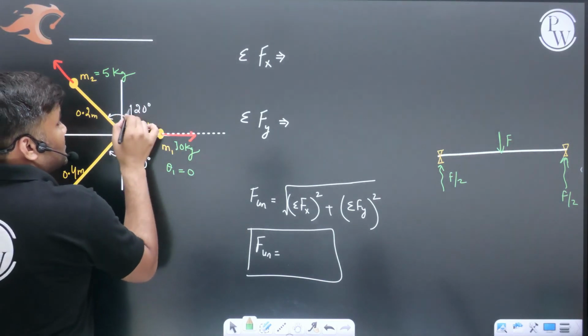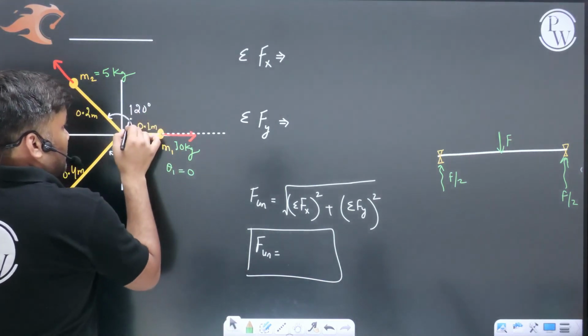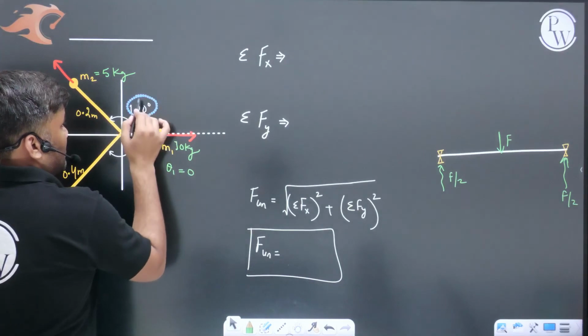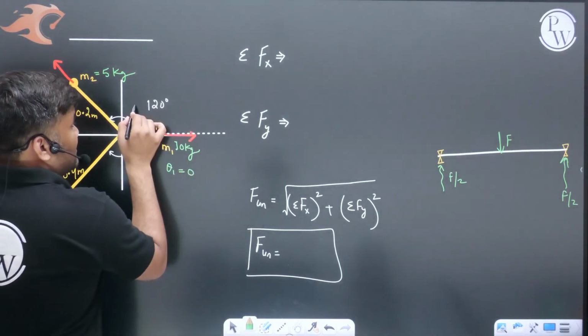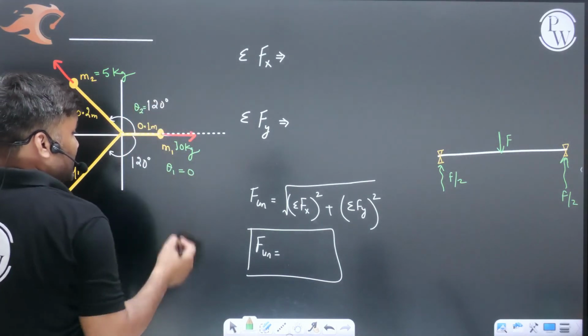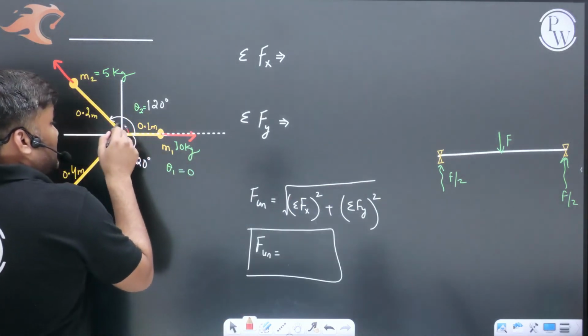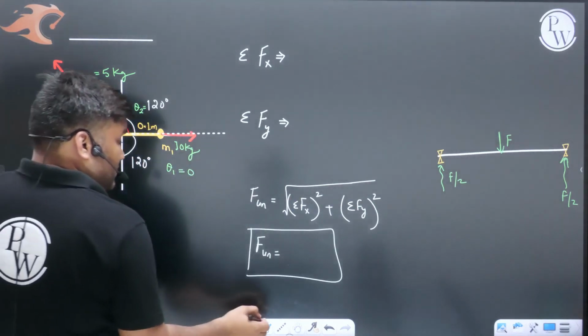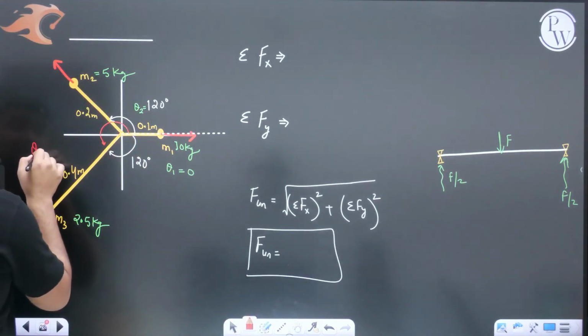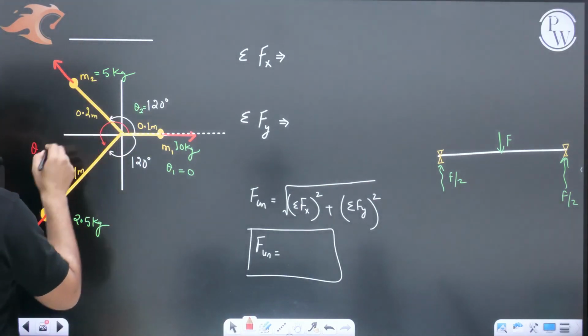θ2 is 120 degrees. What value of θ2 do you see? This θ2 comes out to be 120 degrees. θ3 in the same sense I have to take, sir, this θ3 we have to take. This is θ3. How much will θ3 be? This θ3 comes out to be 240.